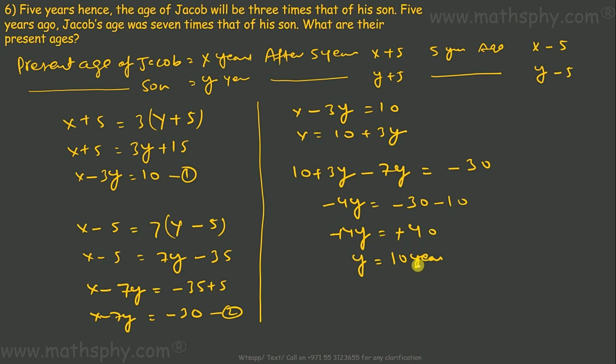Now let's find out Jacob's age. So x minus 3y, where y is 10, equals 10. So x minus 30 equals 10. So x is equal to 10 plus 30, which gives 40. This is 40 years. So Jacob's present age is 40 years. Son's present age is 10 years. That's the answer here.